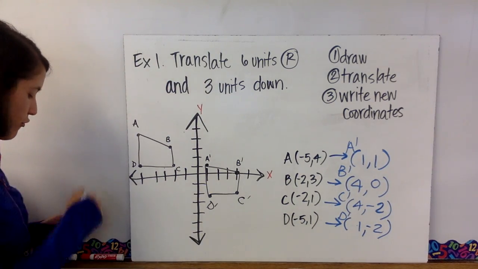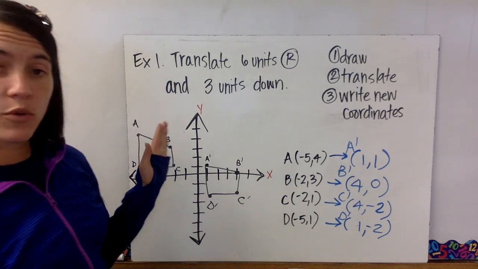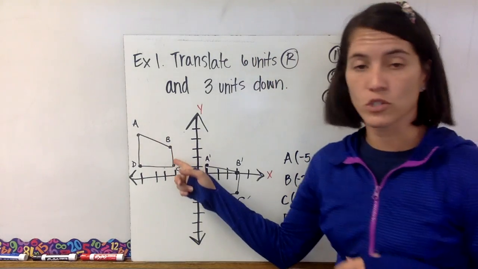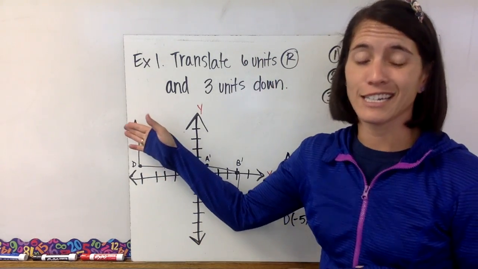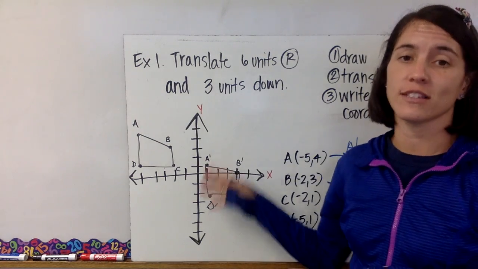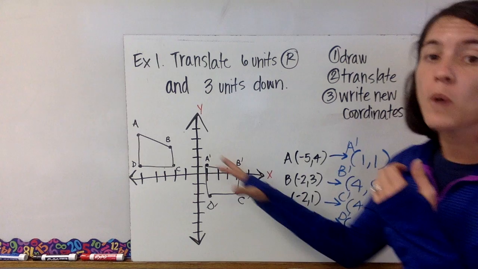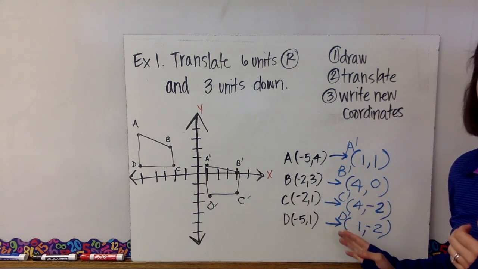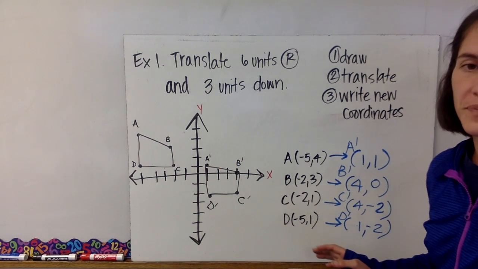So let me just refresh. We drew the original pre-image. We translated it 6 units to the right, 3 units down. Every point went in the same direction and the same distance. And then I wrote my new coordinates, A prime, B prime, C prime, D prime.